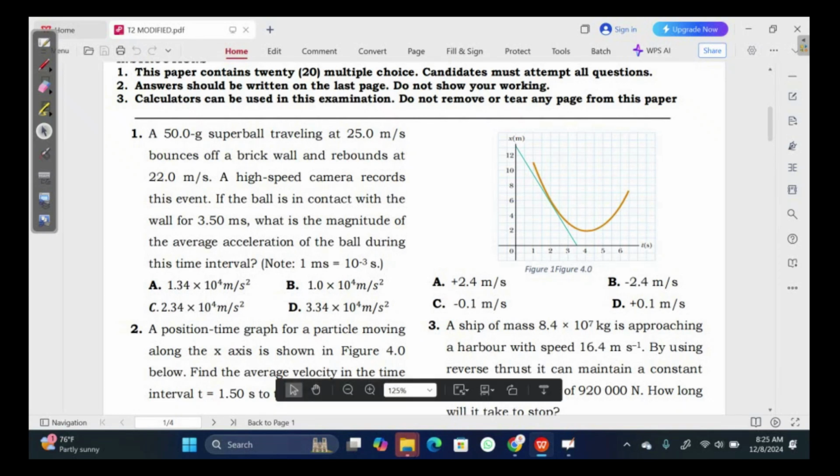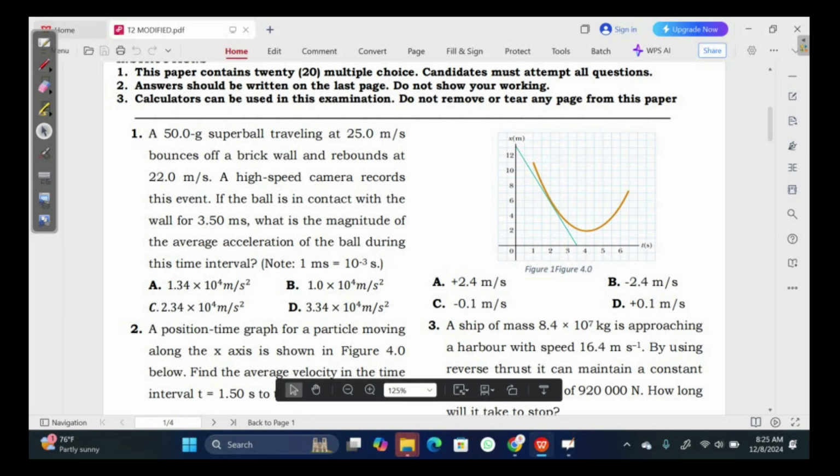Physics. So the first question is: a 50 grams super ball traveling at 25 meters per second bounces off a brick wall and rebounds at 22 meters per second. A high-speed camera records this event. If the ball is in contact with the wall for 3.5 milliseconds, what is the magnitude of the average acceleration of the ball during this time interval? Note that 1 millisecond is equal to 10 to the power negative 3 seconds.